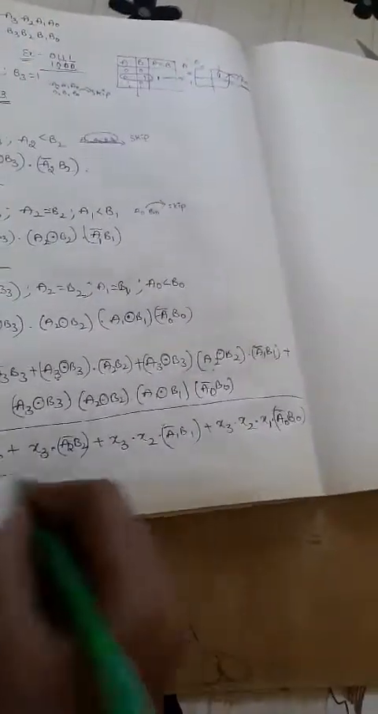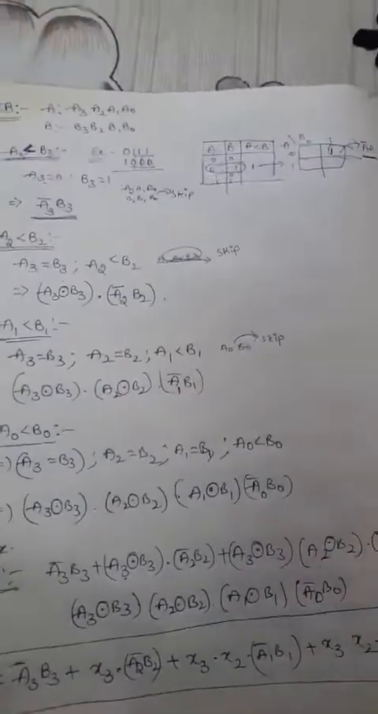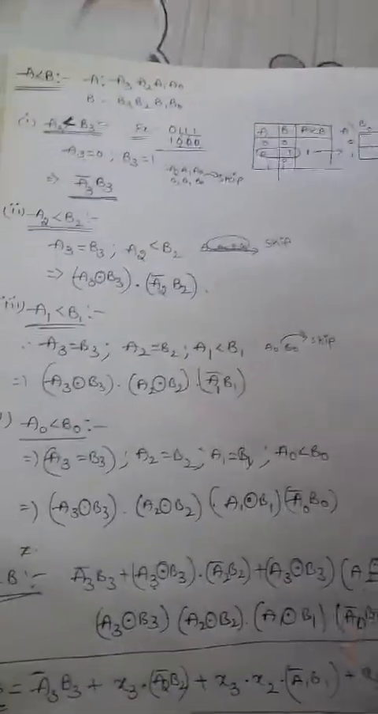Okay, so now after getting this Boolean function, we'll draw the truth table. Till now we didn't get the truth table, right? Now it's time to make the truth table.